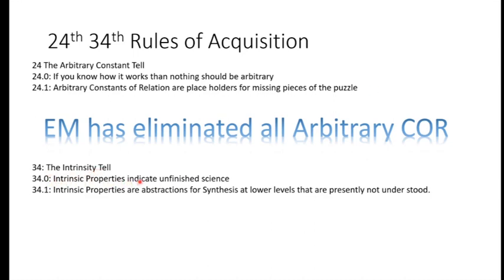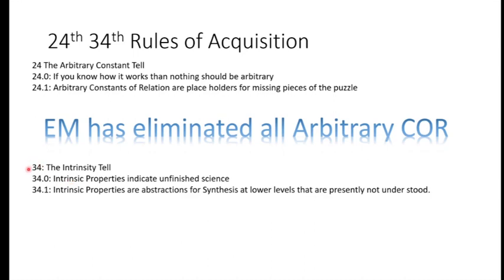Basically, intrinsic properties indicate unfinished science. This is actually highly related to the 24th rule of acquisition, because it's basically another offshoot of the ambiguity tell, which is the 17th rule. I tried combining them all into a smaller and smaller number of rules, but that gets too confusing, because then you have rules with 27,000 different sub-definitions. It's easier to break it out.